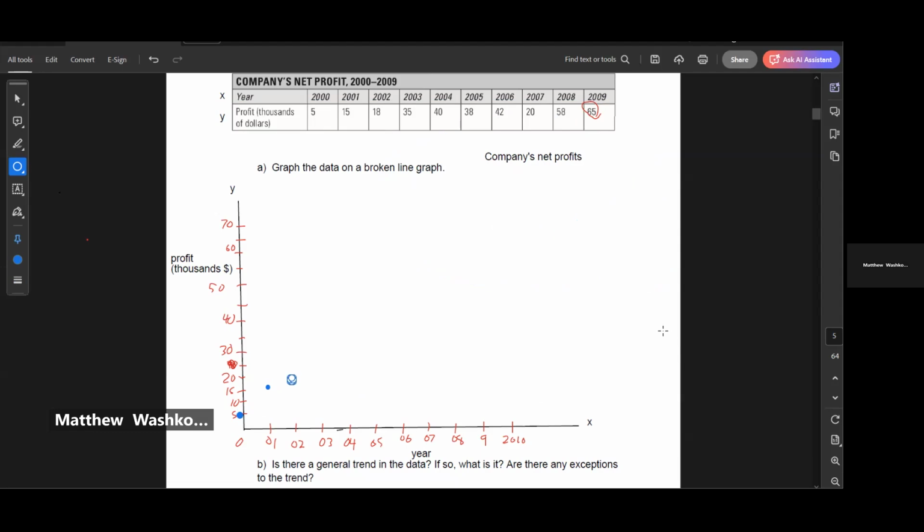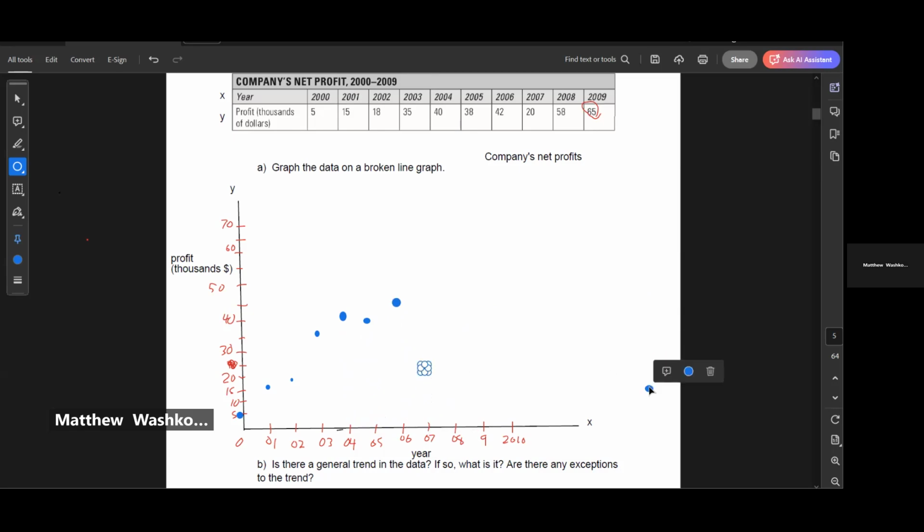At 2003, I made 35. So 2003, go up to 35. At 2004, I made $40,000 profit. In 2005, I made 38, so about right here. 2006, I made 42, about right here. And then in 2007, oh, bad year, went down to 20.